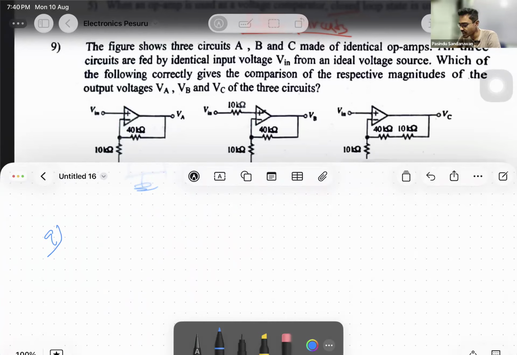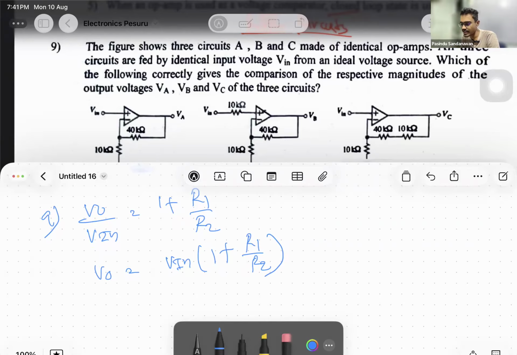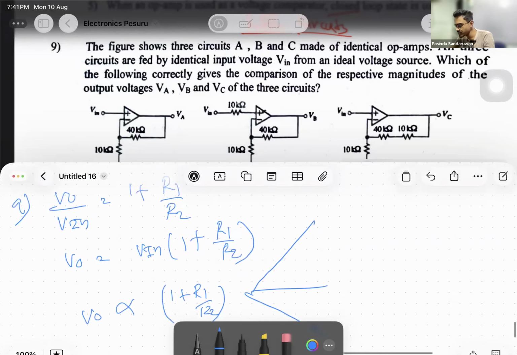That's a non-inverting voltage amplifier. For the nth time we are writing here: Vout over Vin equals 1 plus R1 over R2. So Vout is given by Vin times 1 plus R1 over R2. In this case, Vin is the same, since all 3 circuits are fed by identical Vin. Then Vout varies with voltage gain 1 plus R1 over R2. Apply this for these 3 scenarios.